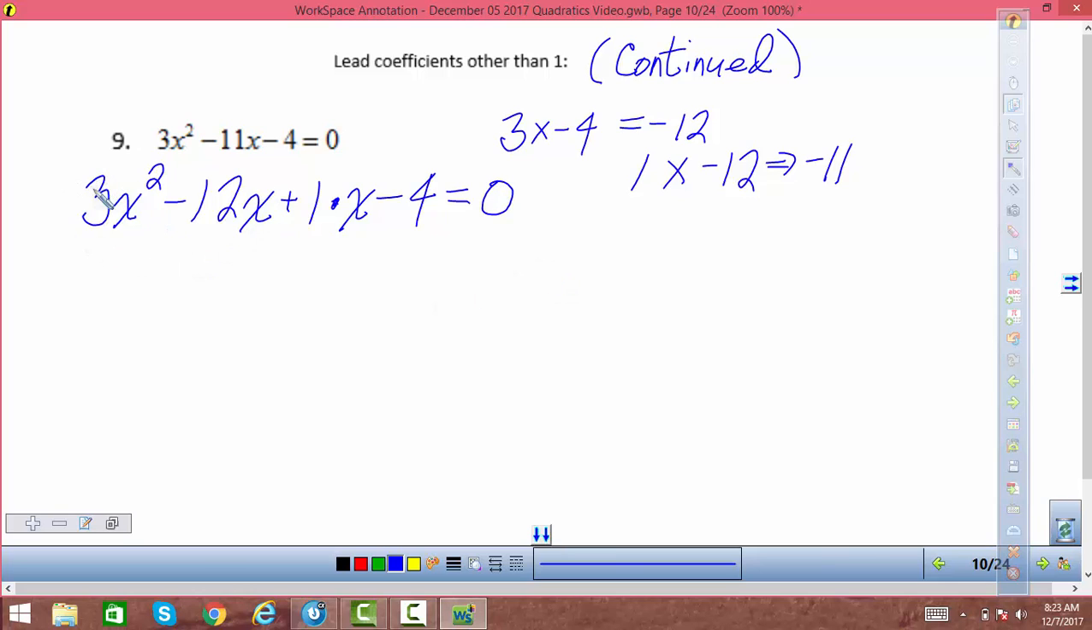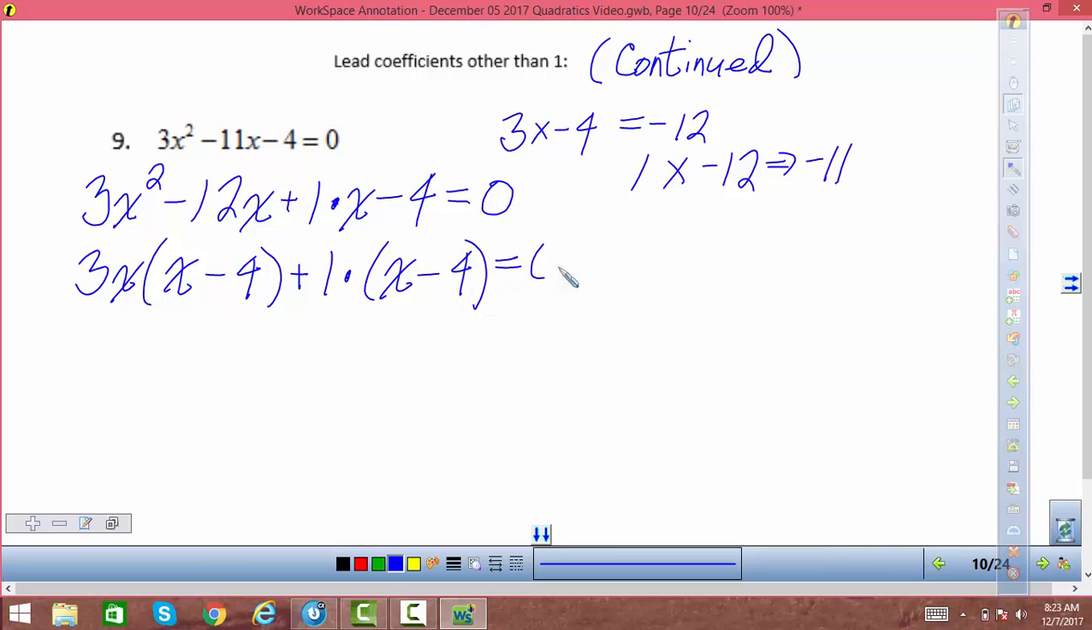So here I'm going to factor out a 3 and an x. So 3x times x minus 4. And then here, it's not really conventional, but I'm going to factor out a 1 from the x and the 1 from the negative 4. So that's 1 times x minus 4, still all equal to 0. So now I'm going to group the 3x and the 1 together. 3x plus 1 times x minus 4 equals 0.